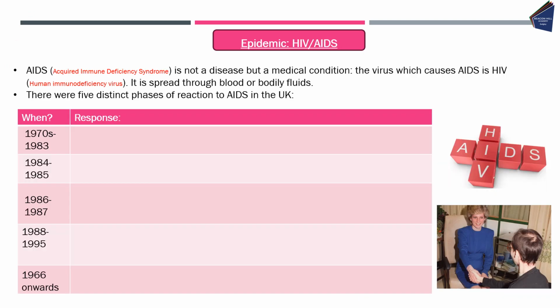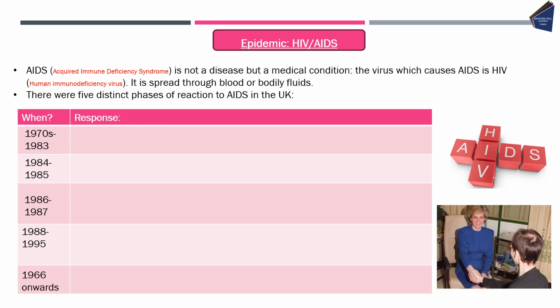So the second epidemic that you could reference in a question for the modern period is AIDS. You do not need to know what AIDS stands for, but it is acquired immune deficiency syndrome. And this is not a disease, but a medical condition. The virus which causes AIDS is HIV, which is human immunodeficiency virus.